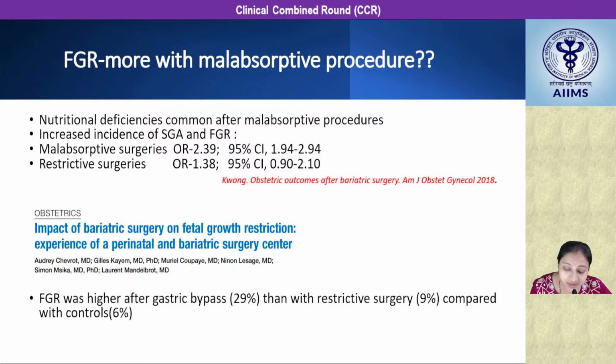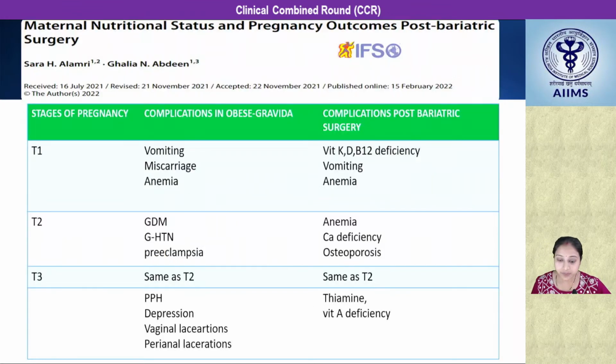This meta-analysis further reported that there is increased incidence of FGR and SGA fetuses in malabsorptive surgeries compared to restrictive surgeries. The same result was also documented by another study that's quoted here. This study quotes that the antenatal and postpartum complications like GDM, gestational hypertension, preeclampsia, PPH, or difficult deliveries, instrumental deliveries are more common in obese gravida, but once the pregnancy is after bariatric surgery, these complications are decreased.